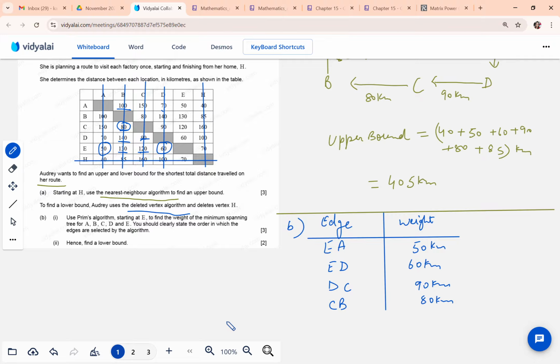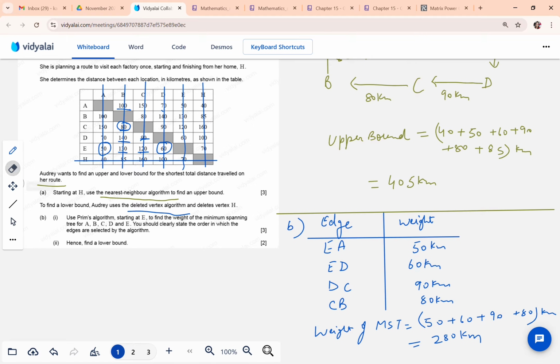So now the minimum spanning tree weight will be the weight of MST. I am writing for the minimum spanning tree: 50 plus 60 plus 90 plus 80 kilometers. So 50 plus 60 is 110. 110 plus 90 is 200. 200 plus 80 will be 280 kilometers. Okay, so this is how we apply Prim's algorithm. As we started with E, E was already taken, so that's why it's just left, or we should have cut it in the beginning only.